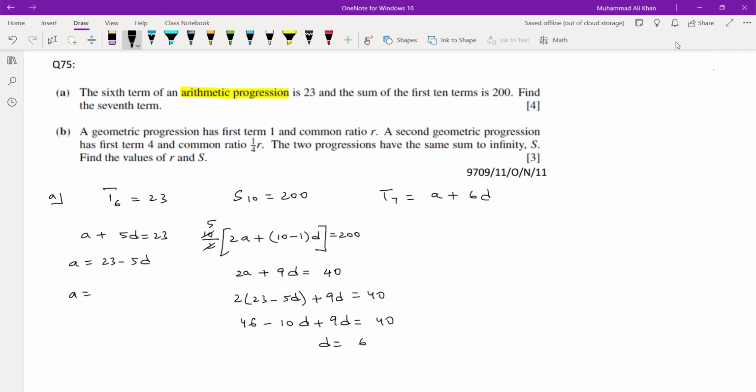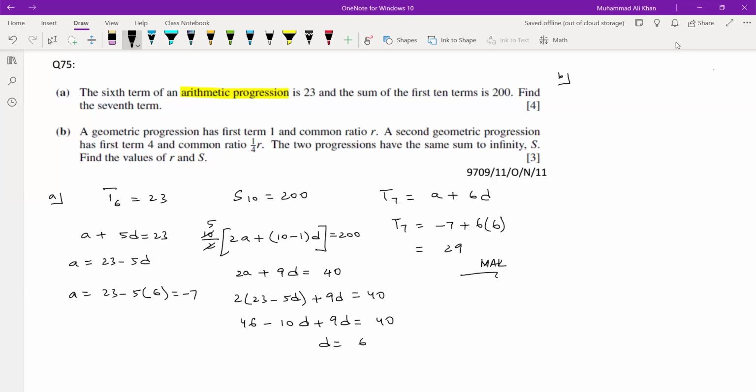And here the value of a is 23 minus 5 into 6. The answer is minus 7. Therefore, the seventh term is a, which is minus 7, plus 6 d. D is 6. 36 minus 7. What is 36 minus 7? 29. This is the first part.